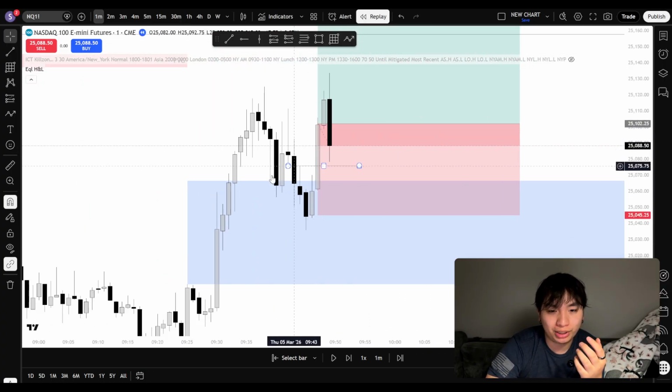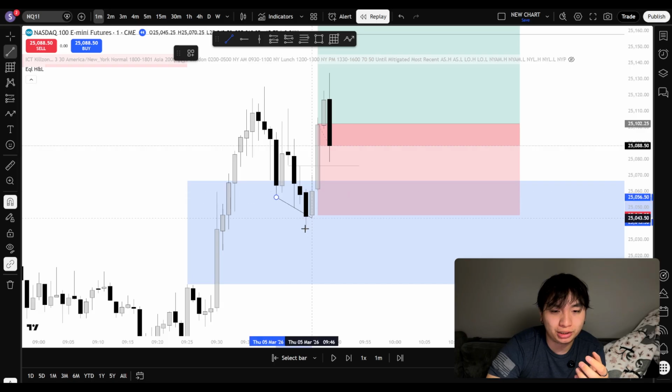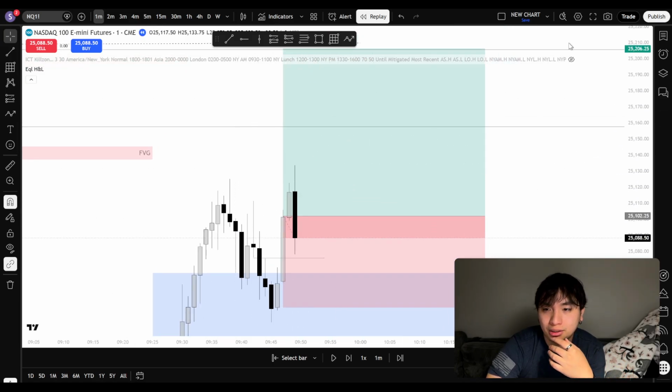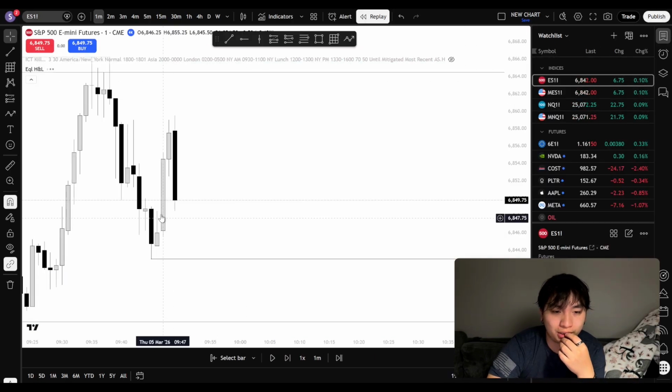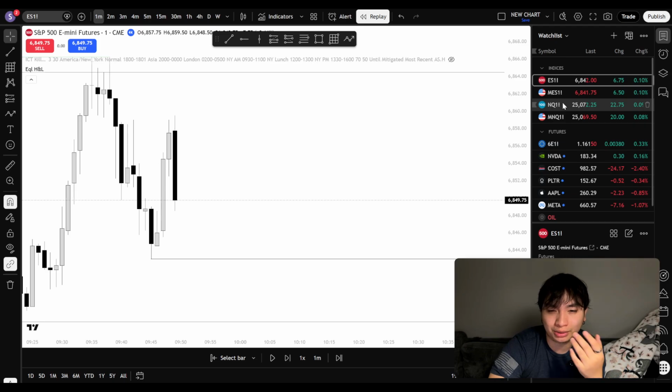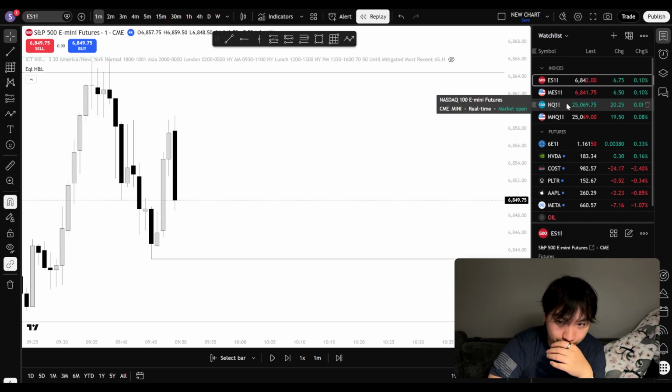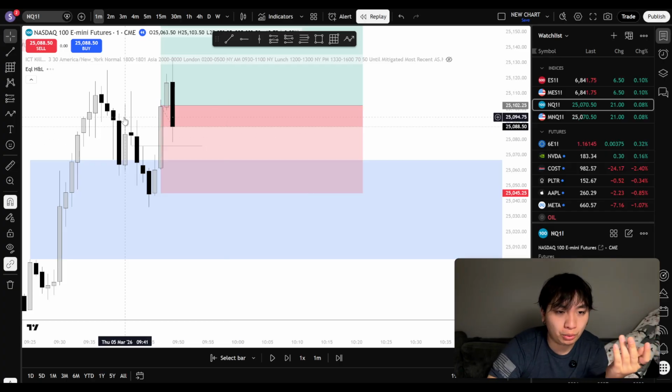Because we ended up also having a resweep right here. So we ended up having that resweep, not an SMT, sorry, it's a resweep, right? And then continuation higher. Let me just make sure if there was an SMT. Yeah, there wasn't really an SMT there. It would have been extra confluence to go higher, but what can you do?